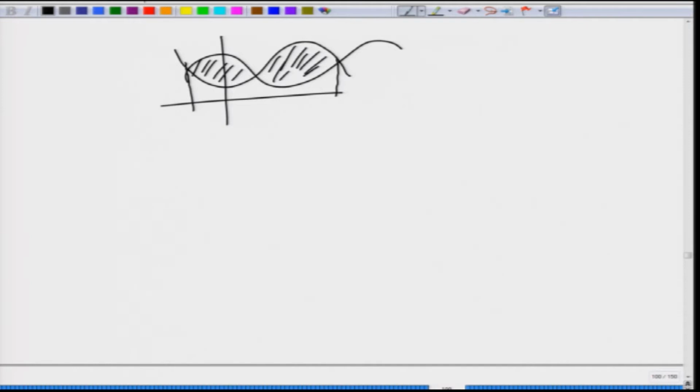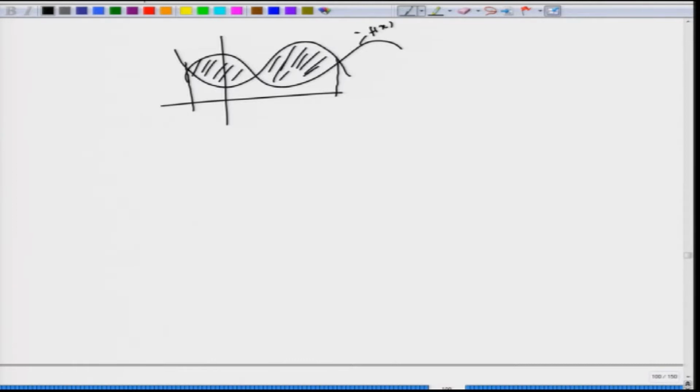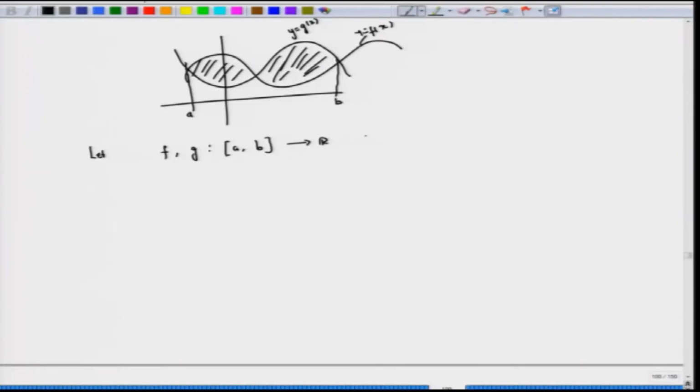So, what we are saying mathematically, try to look at this. The curve which I have drawn has an underlying function y equal to f of x, and for this other curve I have y equal to g of x. Now, it is given to us that f and g from [a, b] to R, because we are interested in this region from a to b, be continuous.